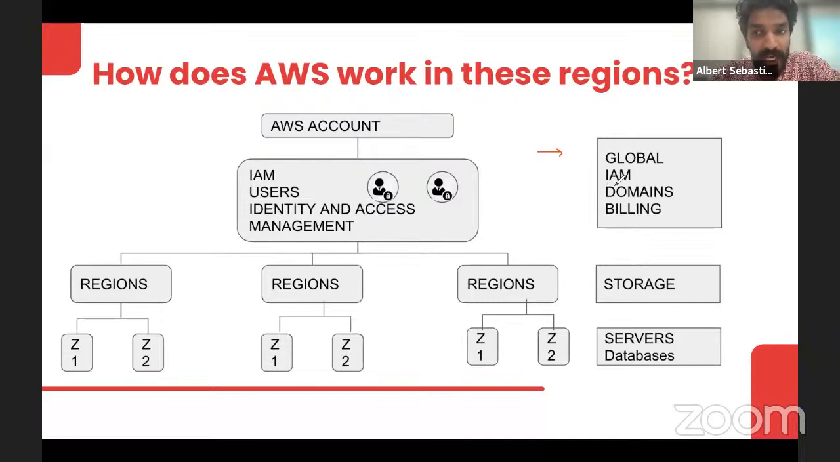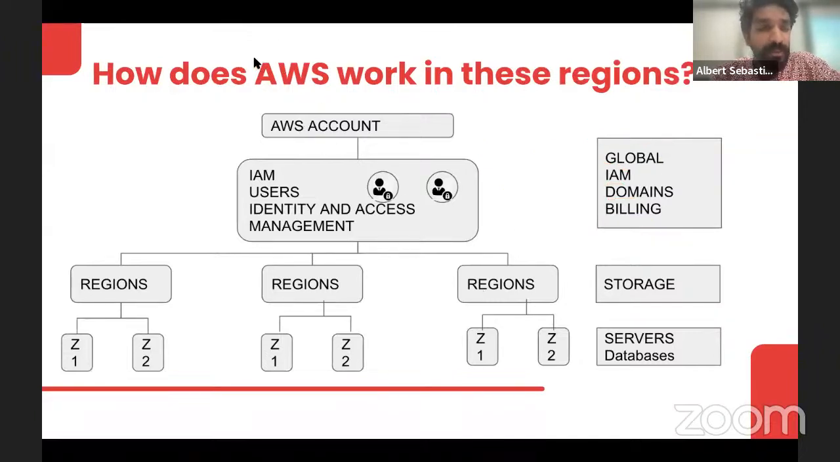There are things like IAM, which is identity and access management, which works on a global level. There are services like domains, right? Domain names. You can also have domain names registered through AWS. Your billing also comes through your AWS account. So these are all global in nature, and it will be across your entire organization across the globe. So it's not region dependent or anything.